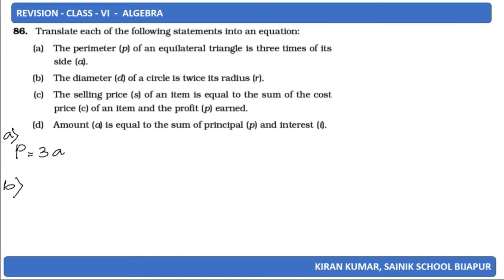For the second, the diameter D of a circle is twice its radius. Diameter is 2 times the radius.